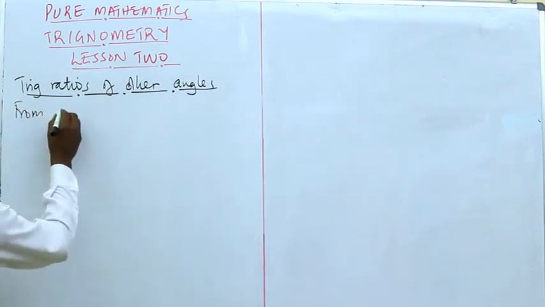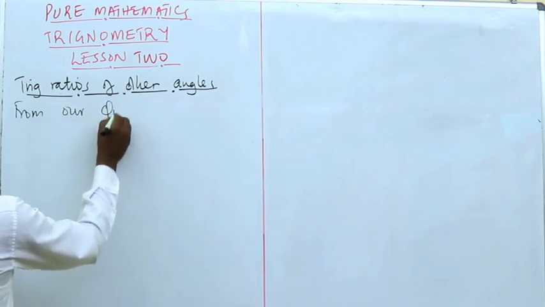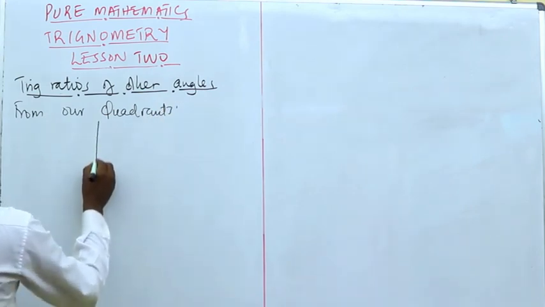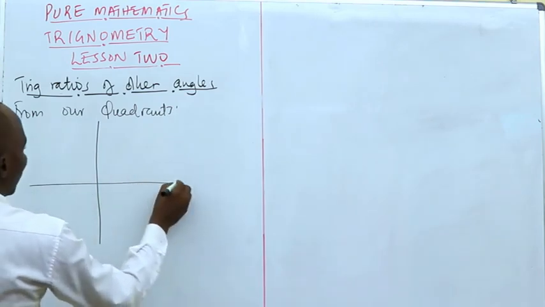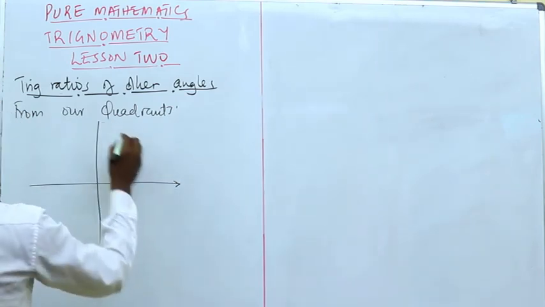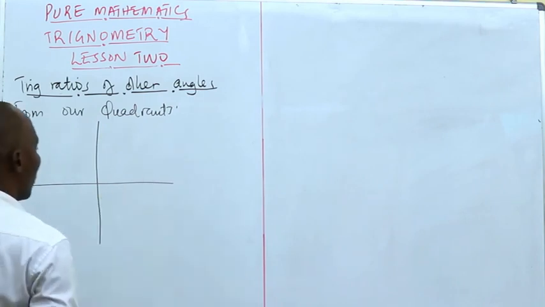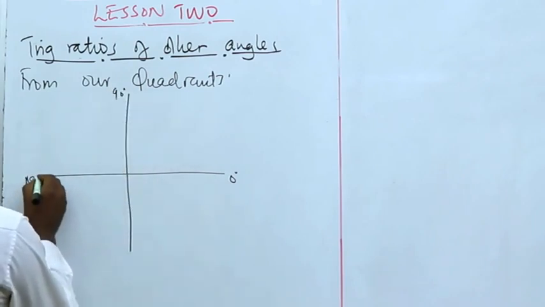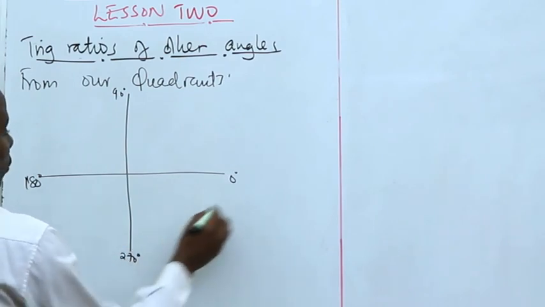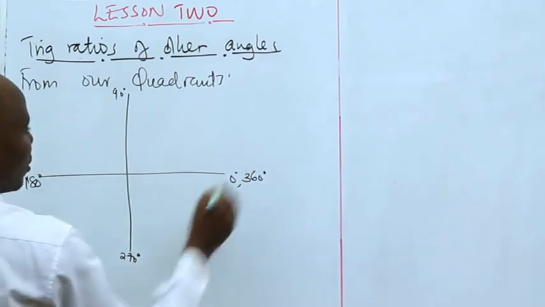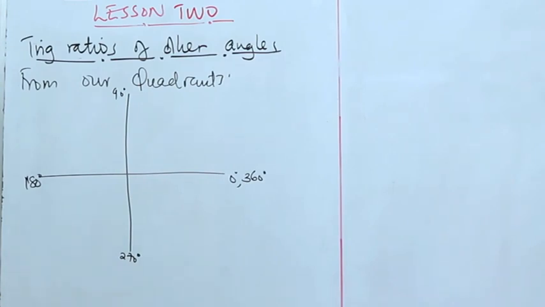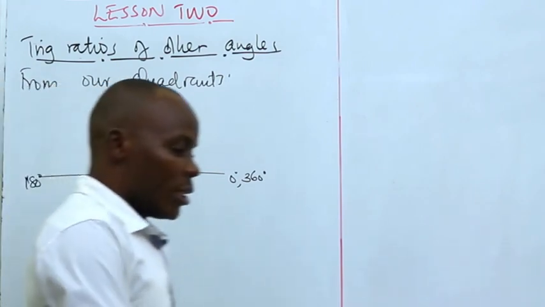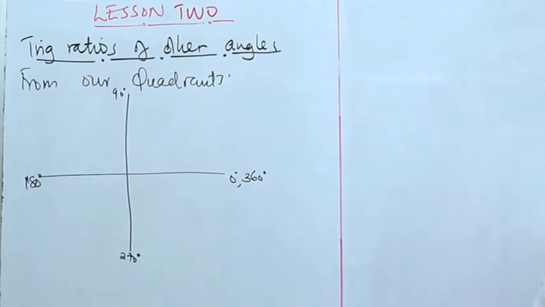Now, from our quadrant, if this is 0, 90, 180, 270, if I complete a full turn, that is 360. Now, I'm bringing in another interesting one, but very easy.